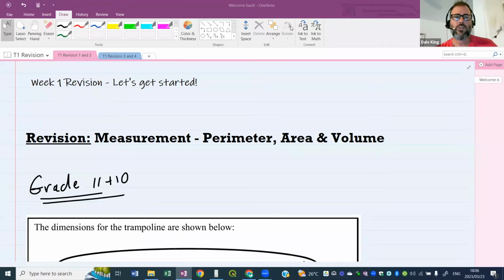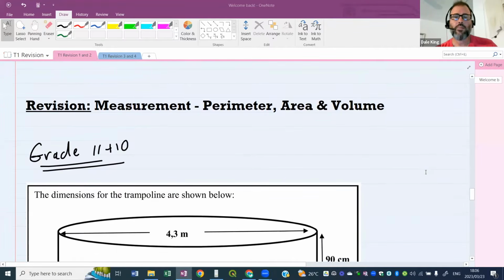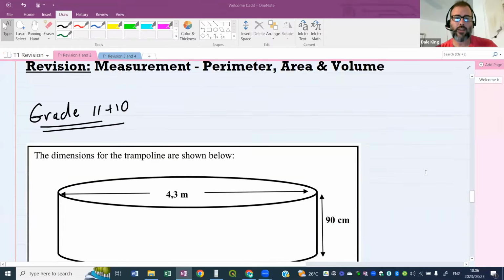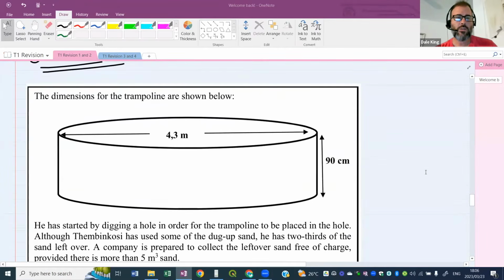All right. So the first question we're going to do is a question about someone that wants to put a trampoline in their backyard. So here's the trampoline. This person, Tim Corsi, wants to put a trampoline in his backyard. And this is the diagram to show the hole that needs to be dug, which matches the dimensions of the trampoline. So this trampoline is going to be in the ground.